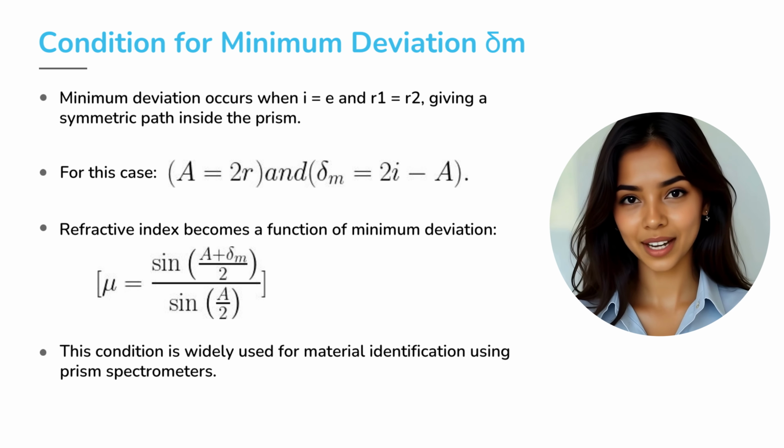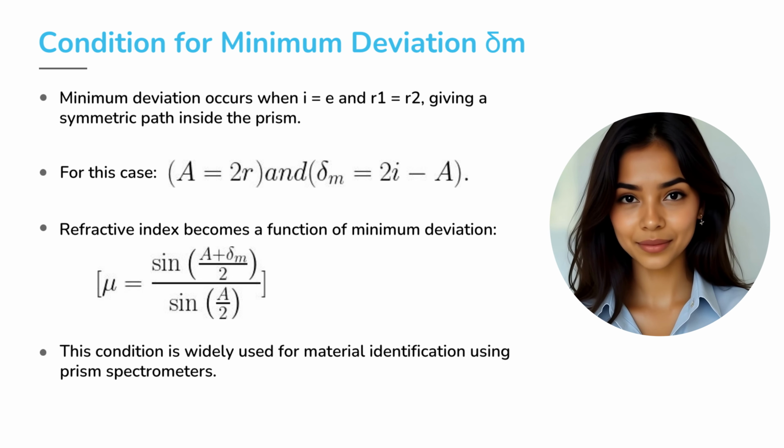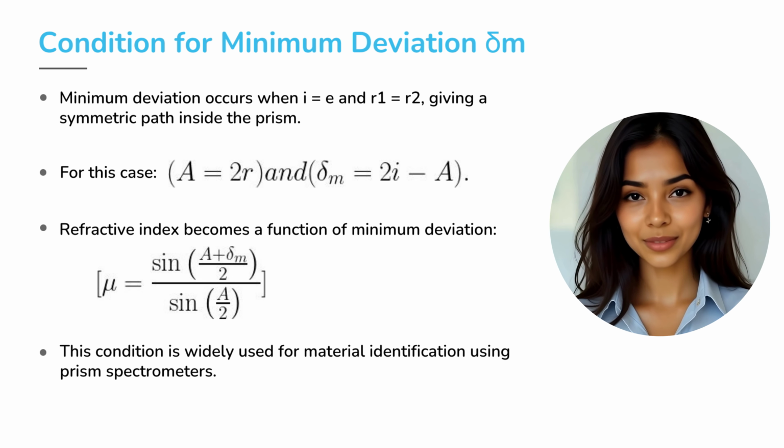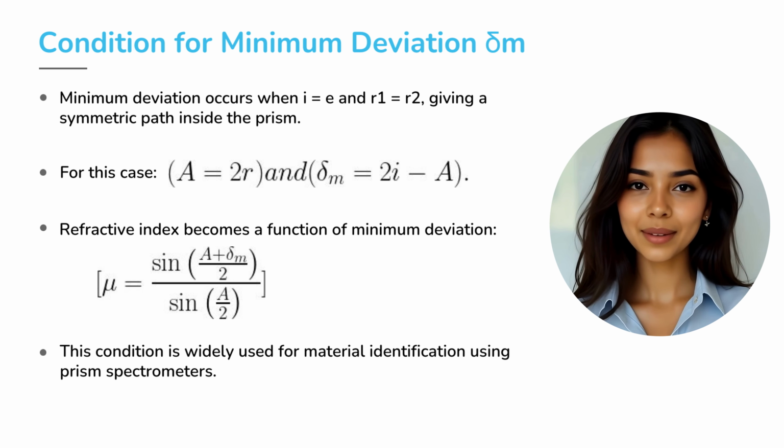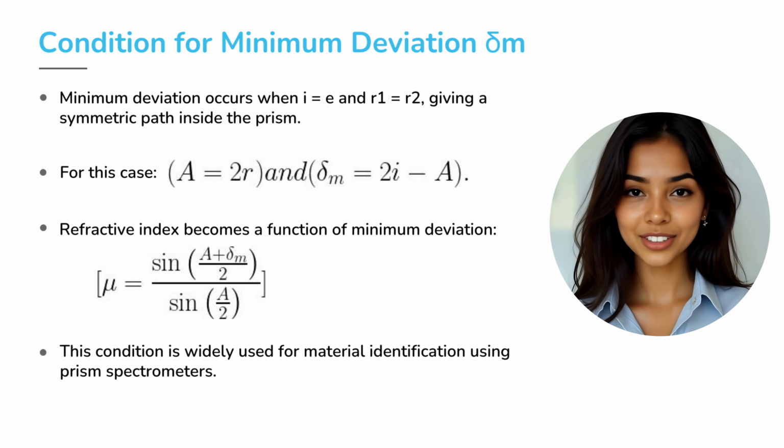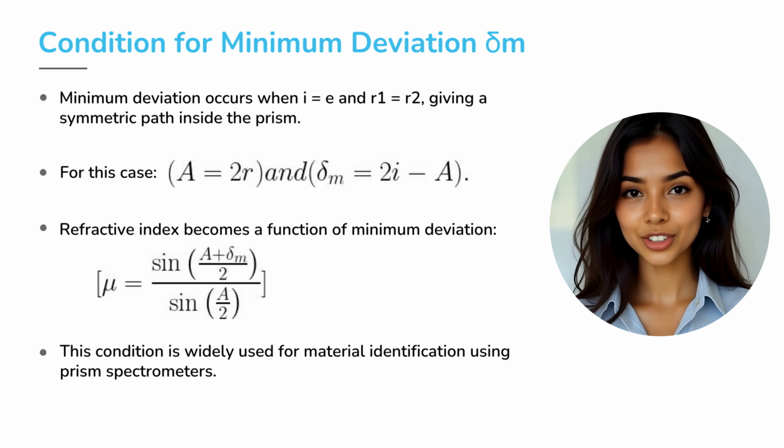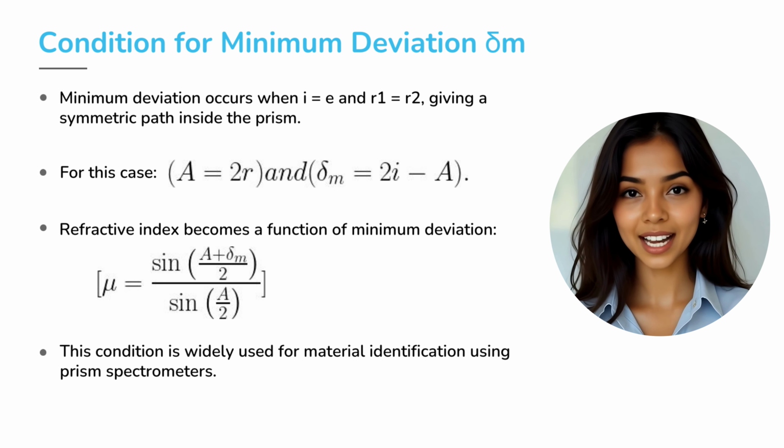Now, here's a fascinating twist that makes prisms even more useful: the condition for minimum deviation. You know how sometimes you adjust a mirror just right to get the brightest reflection? Prisms have a similar sweet spot. Minimum deviation, which we'll call delta sub m, happens when the path of light through the prism is perfectly symmetric. That means the angle of incidence I equals the angle of emergence E, and inside the prism, the refracted angles R1 and R2 are also equal.